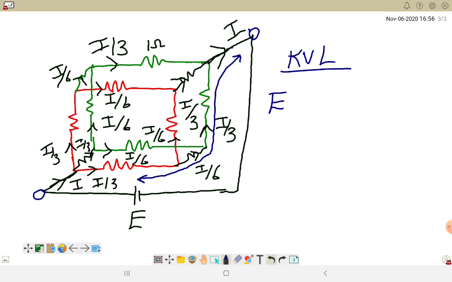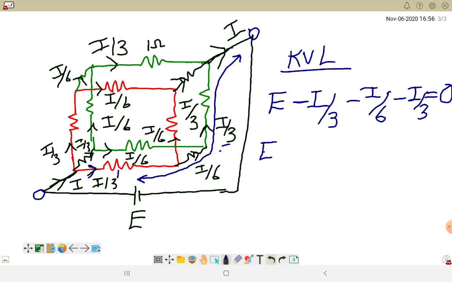So now here this is the voltage rise E. And here, see, here I by 3 and the resistance 1 ohm. So 1 into I by 3, that is I by 3. And see, this is minus I by 6. Here minus I by 3. So that is equal to what? 0.